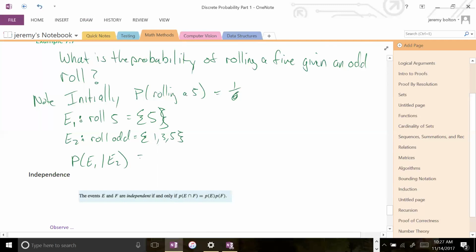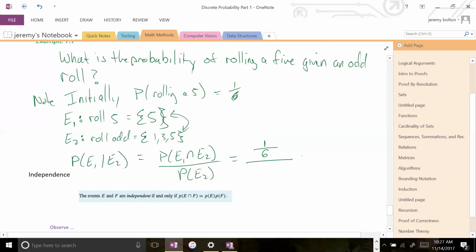This is simply equal to the probability of E1 intersection E2 over the probability of E2. Again, we could look at it and just do the ratio explicitly from here and see that we're going to get 1/3. Or we can apply our rule here and compute it in terms of probabilities rather than ratios of the resulting sets. And here we have the probability of E1 and E2. This is equal to the set of 5, which is simply 1/6. That's the probability of E1 intersection E2.